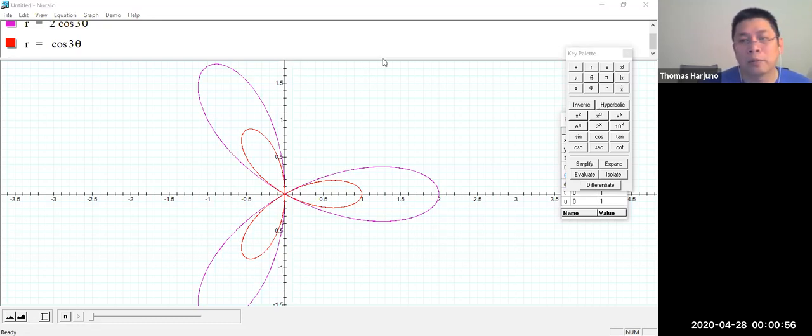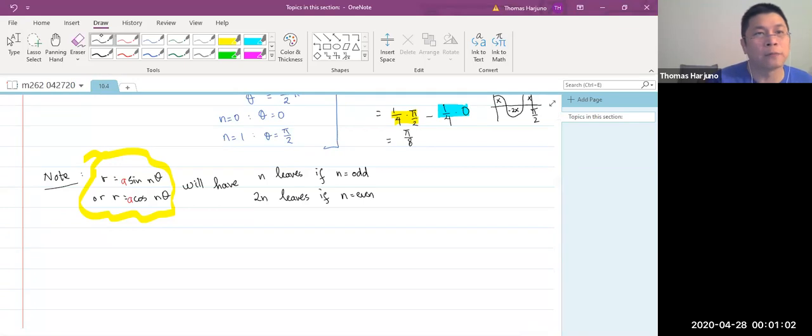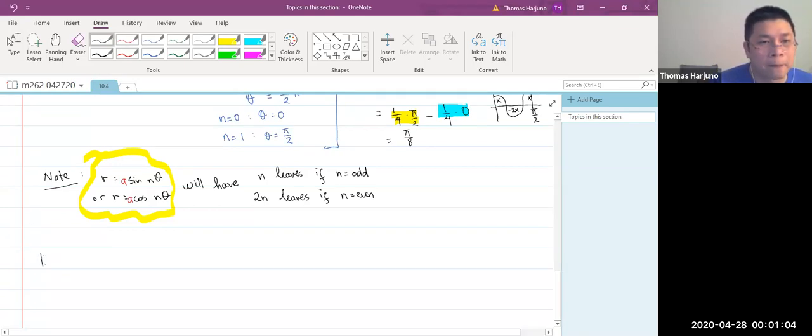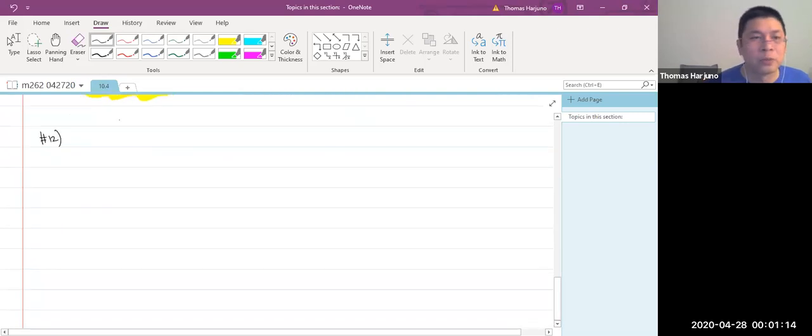Now, let's go back to our problems. Let's say, for example, question number 12. Sketch the curve and find the area that it encloses. Sketch the curve r equals 4 plus 3 sine theta. It depends on sine.